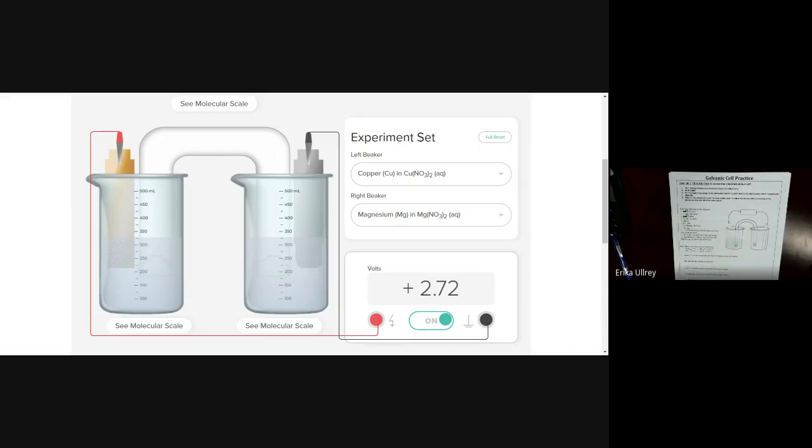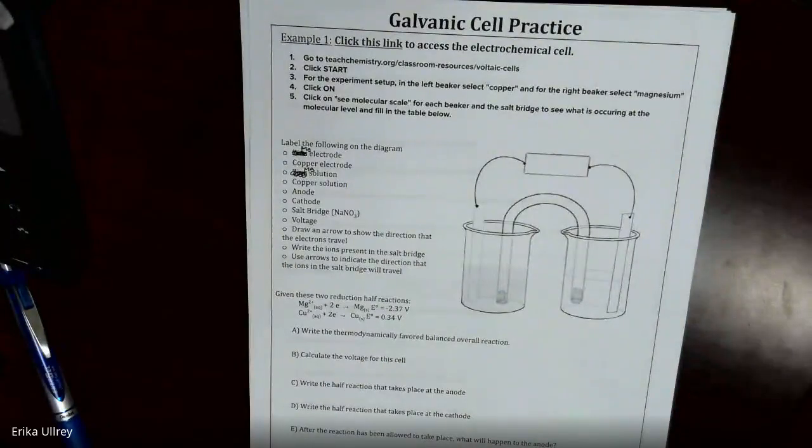So what we're going to do is we have the half reactions for magnesium reduction and for copper reduction at the bottom, okay? And so we can actually write the thermodynamically favored balanced equation. We can calculate the voltage for the cell. We can do all of these things, as well as we're going to take this diagram and actually label what it says, okay? This makes it annoying to have to flip back and forth between, but we'll make it happen. So I'm going to go back to my dot camera.